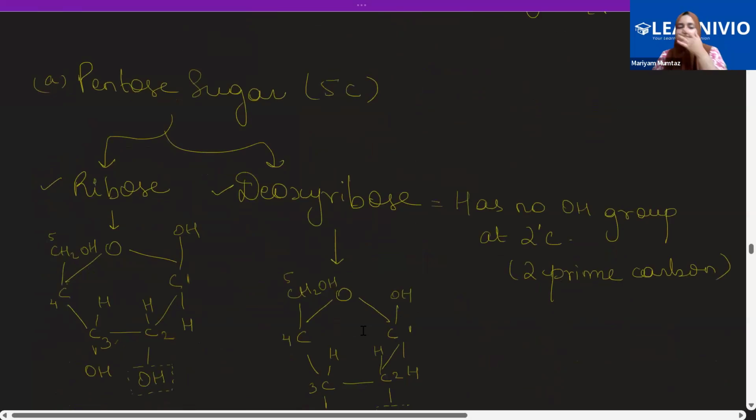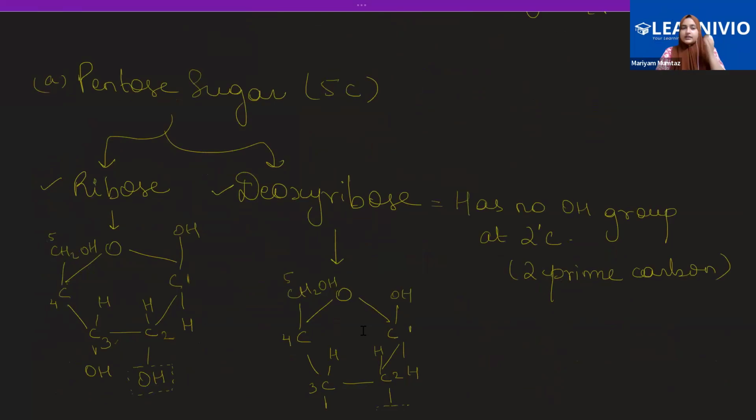Everyone already knows that a pentose sugar is a 5-carbon sugar. This is the sugar that has a 5-carbon cyclic structure, wherein in the case of ribose sugar, you have the OH group at the 2nd carbon position. And in deoxyribose, you do not have the OH group at the 2' carbon of the cycle. Isn't it, students? Would they ask us to draw this?